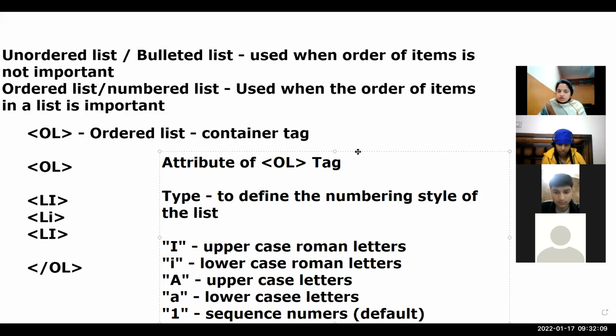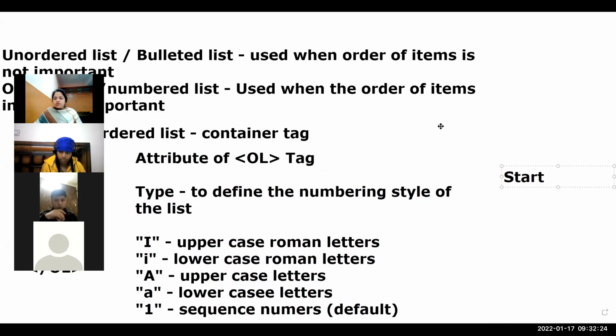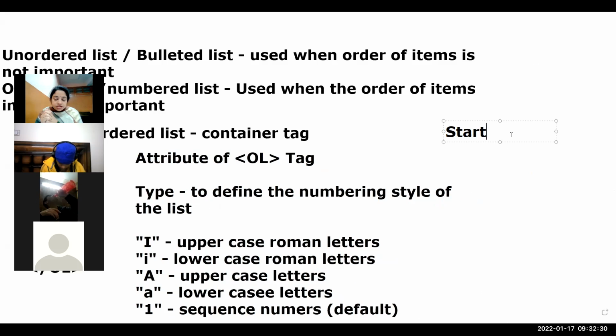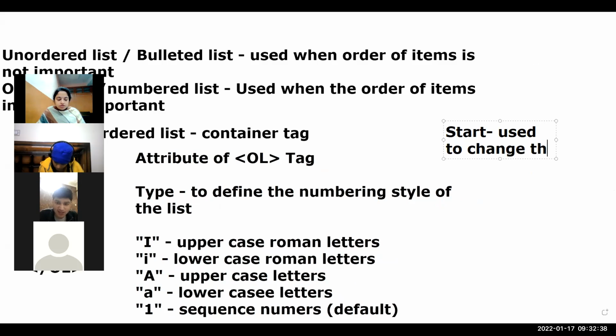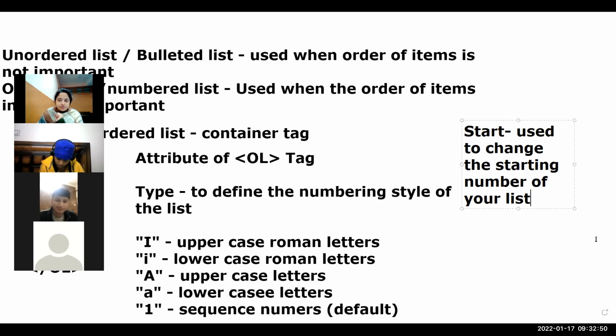Second attribute that can be used with the OL tag, that is your start. By default, list item starts with 1. If we are giving the capital A, it will start with capital A. If we are giving small a, it starts with small a. But start will change the starting number. Start attribute is used to change the starting number of your list.